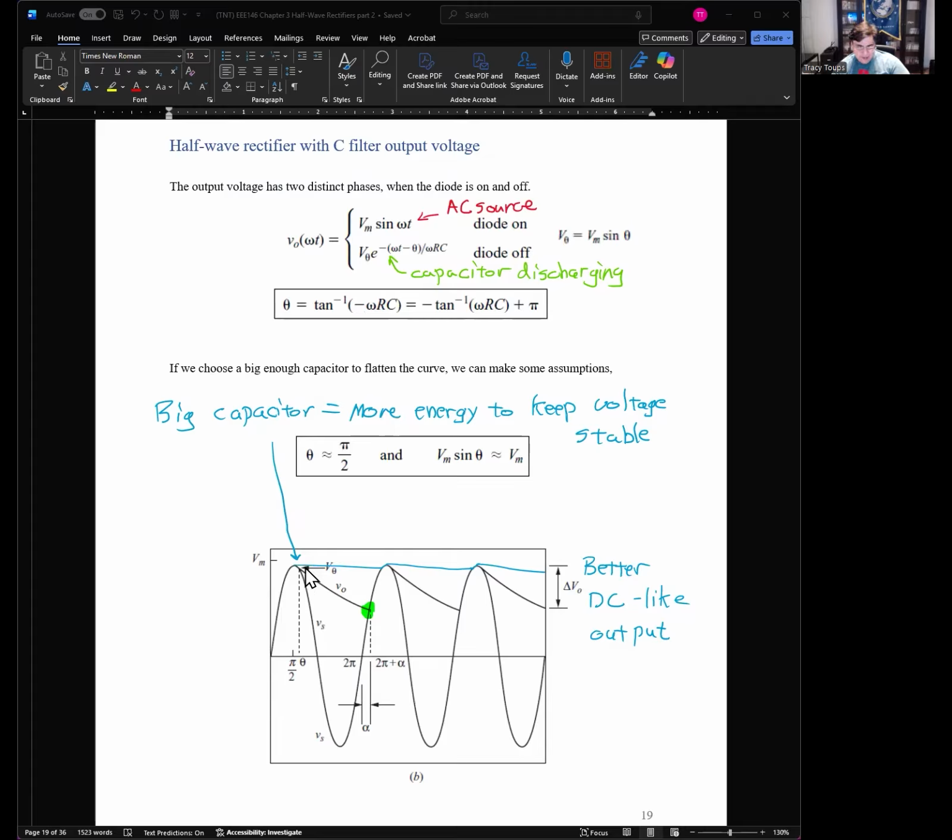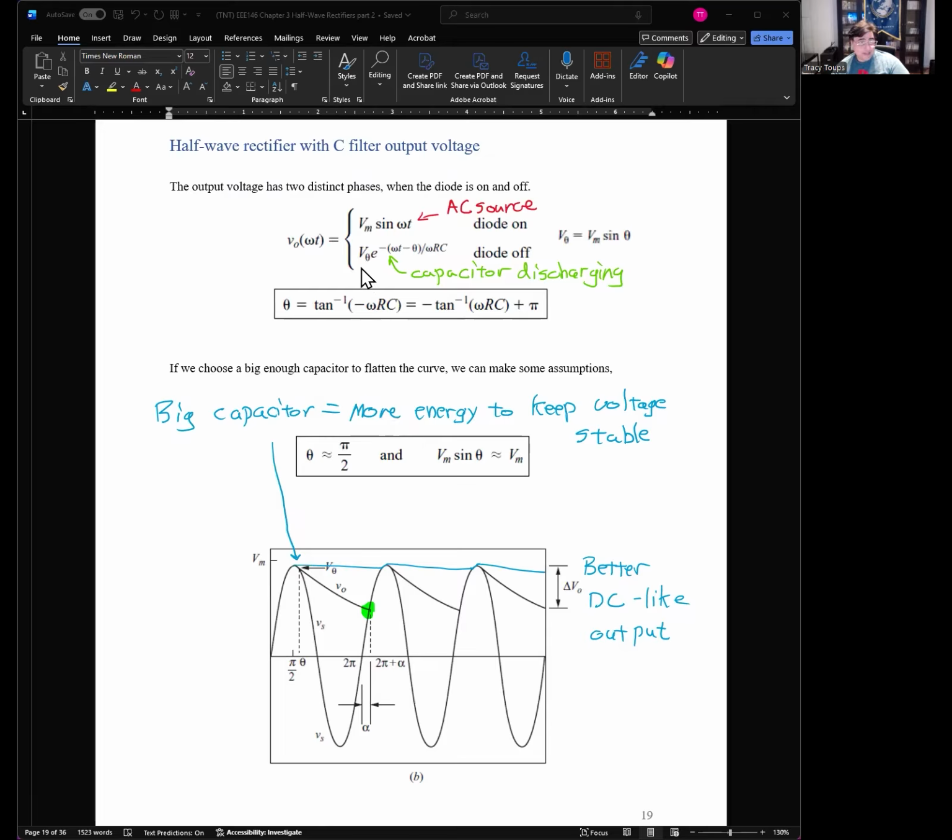This is right here, right after the peak, maybe slightly, a few degrees afterwards. This is where the capacitor takes over and the AC source shuts off, right? And then whatever this output voltage is right here, this actual number, it then has a decaying time constant. That's what V out is.